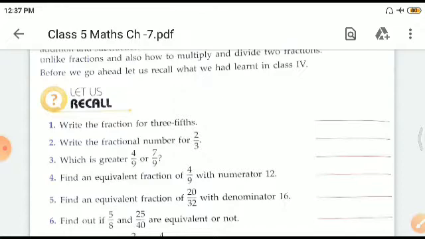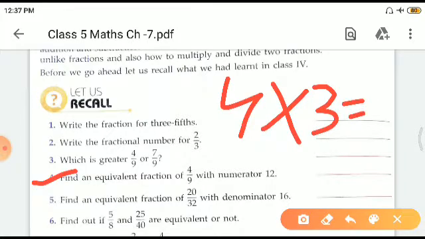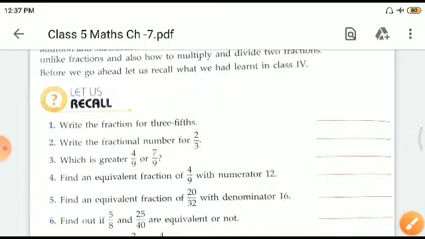Okay. Fourth, write an equivalent fraction of 4 upon 9 with a numerator 12. Now, equivalent fraction, how is it written? We multiply numerator and denominator by the same number. Now we see in this question, fourth one, we know that 4 into 3 is equal to 12, right? So what we will be doing is, we will be multiplying numerator and denominator by 3, and so then the numerator will be 12 and we will be getting the answer.